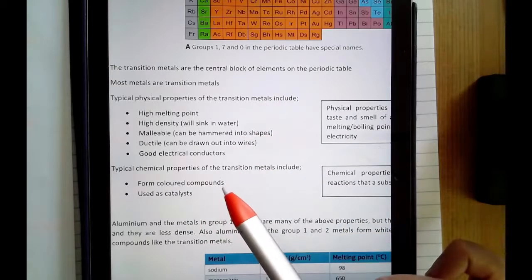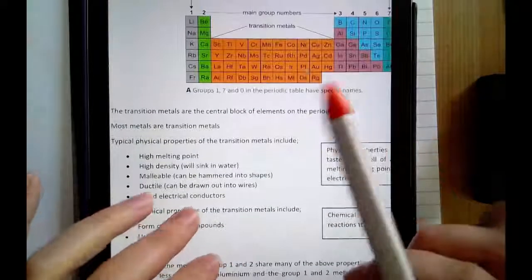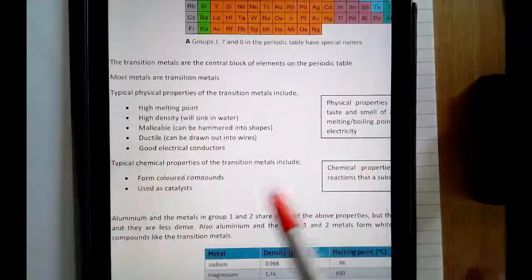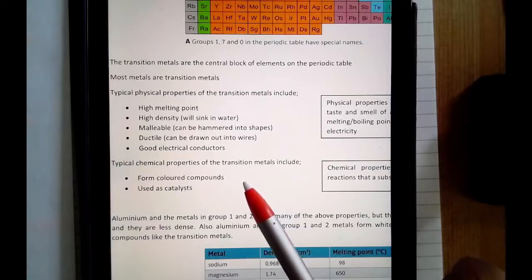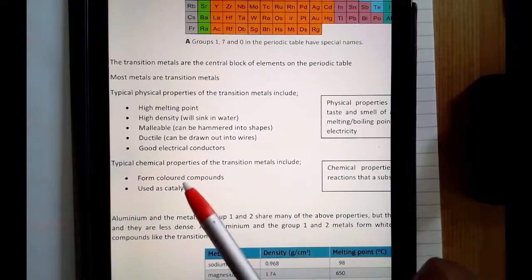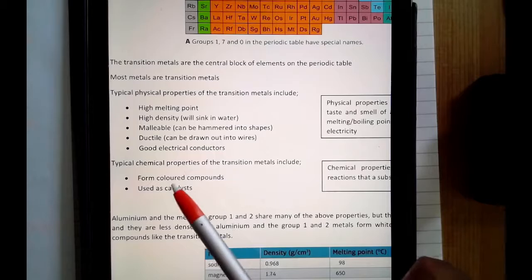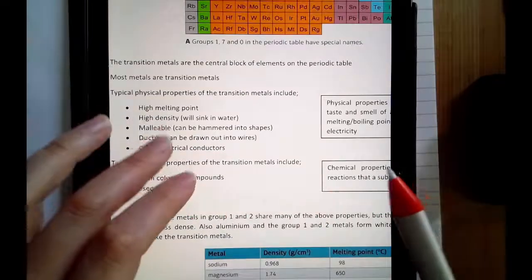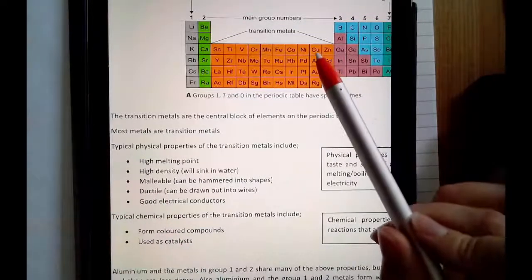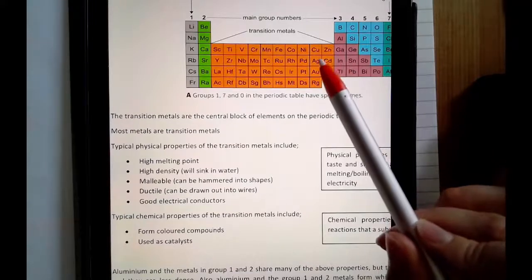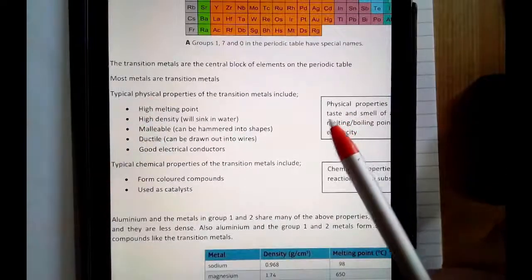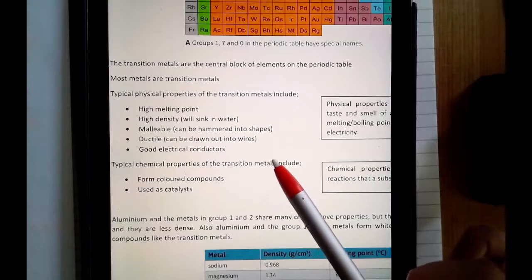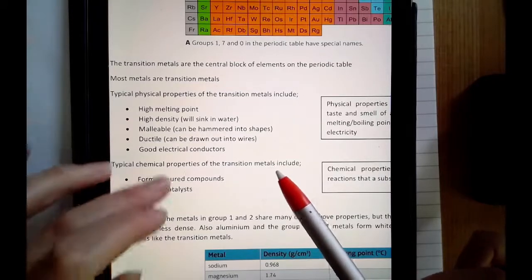In terms of chemical properties, we've seen that some of the transition metals are very unreactive, but for those that do react, they're metals, so they will lose electrons and form positive ions. But when they react and form compounds, those compounds are typically coloured. So we've seen in one of the previous topics that copper sulfate, an example of a compound of sulfur, is blue. It's a really nice blue colour. And that's typical of the transition metals, that when they react and form compounds, those compounds have bright colours.